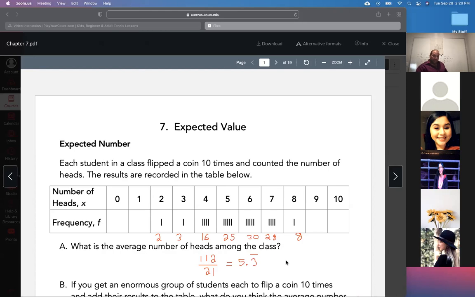Does that seem reasonable that 5.3 bar, 5.3 approximately, should be the average number of heads when I flip a coin 10 times? Does that seem like it's ballpark of what the answer should be? Yep. Sure. What should the answer be, by the way? 5. Yeah, in a perfect world, I would expect to get 5 heads, correct? On each time, right?